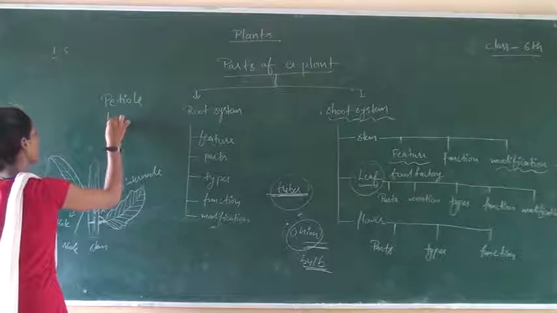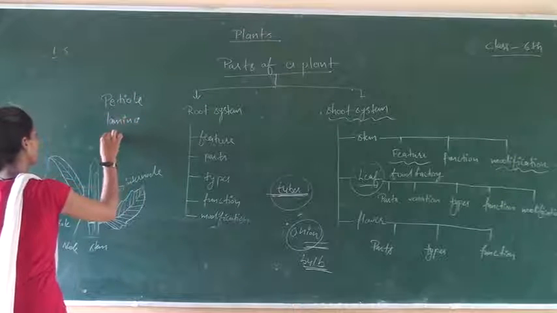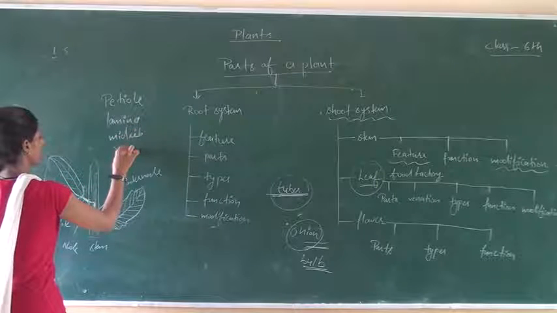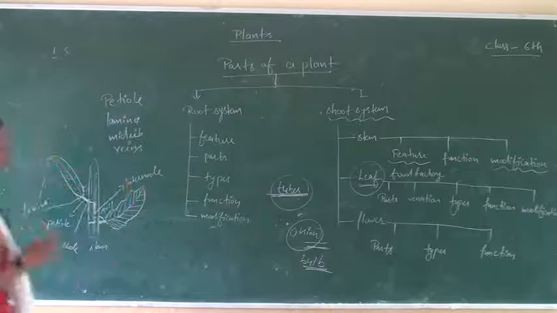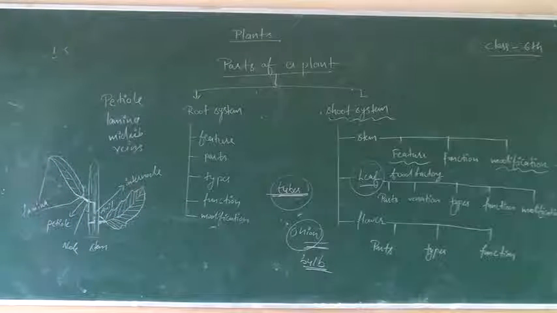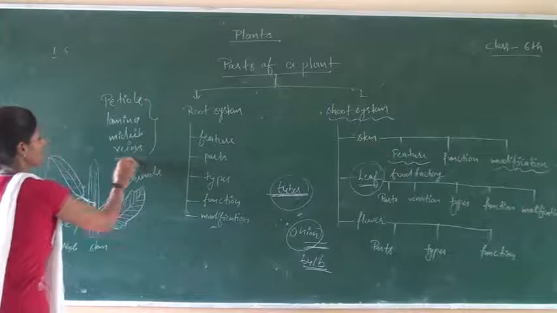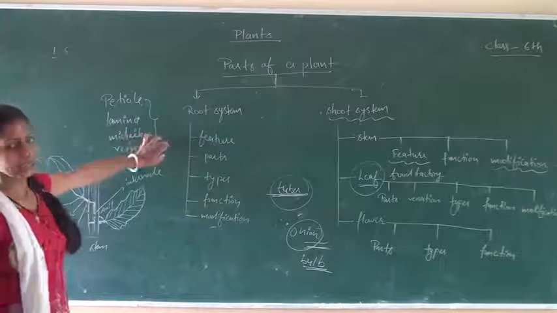Petiole, lamina, midrib, veins. These are the four basic parts of a leaf.